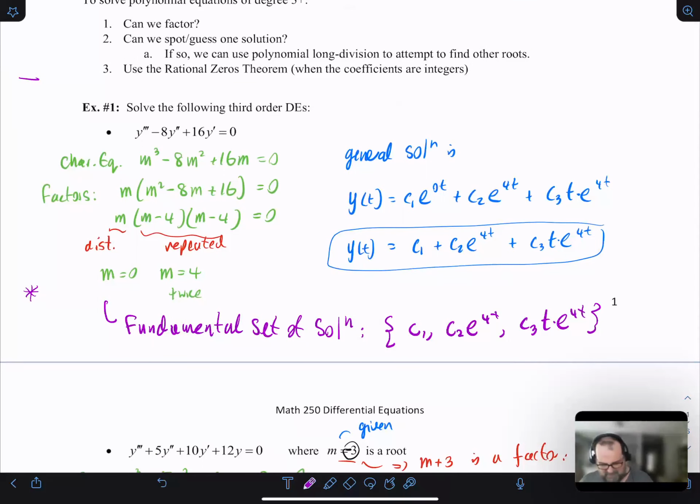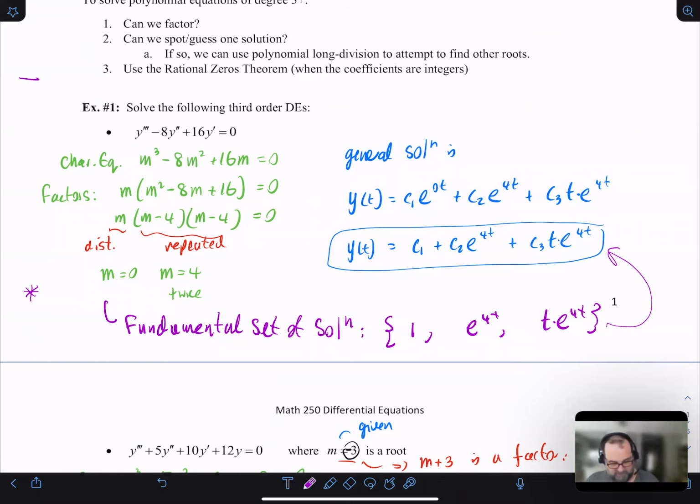And again, we don't have to put them in with constants there in general. This would just be a 1, e to the 4t, and a t e to the 4t. And then from that, we can form a general solution by a linear combination of them.